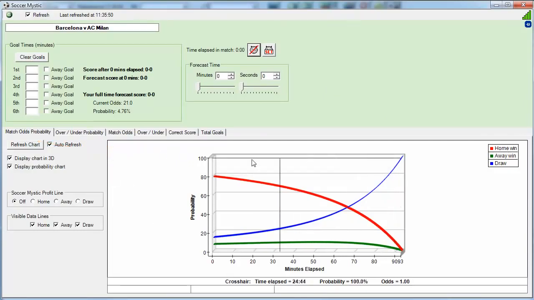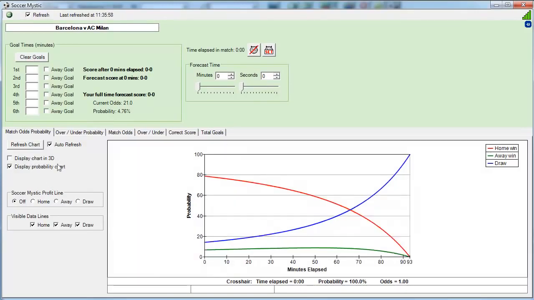The chart here is showing match odds, and it's showing it in terms of probability because that fits neatly onto one graph. If I switch off 3D, it may be a little bit clearer. But you can see here that Barcelona are expected to win this match. At the start of the match, there's an 80% probability that they will win. And then as the match progresses, the chances of them winning, if there's no goal scored, decreases and eventually collapses to 0. But you can move the crosshairs around and it will give you an estimate of the odds and where those odds are likely to be at some point during the match.